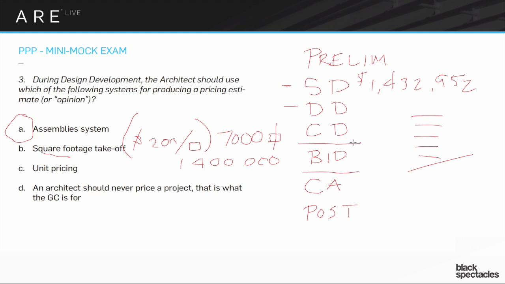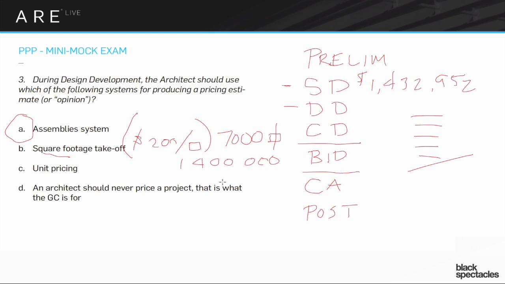And the answer to that one is you don't, the GC does. That's the bid. The bid is just the next pricing opinion. In this case, it becomes an actual estimate. So you do it at SD, you do it at DD, and then the general contractors do it at the bid, and that's how we move through that as a process. And the idea is that it gets closer and closer and closer to accurate as you move along. It should never be too far from accurate. It's just as you get more information, the number should get closer and closer, and will be more and more accurate as you go along.